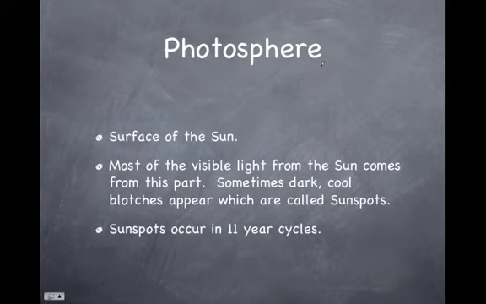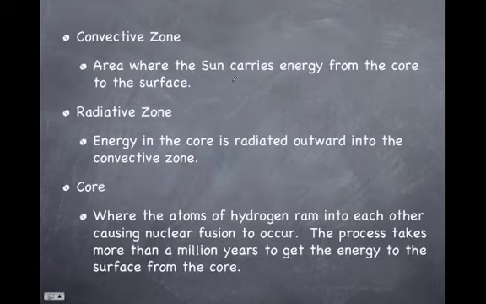Now we get to the surface of the sun, which is the photosphere. Now, photo means light. And of course, you know what sphere means, so it's the light sphere. Because this is where most of the visible light from the sun comes from. This is what you see if you were to look at the sun. We only see the other parts when this part is blocked out during an eclipse. So photo means light. So this is the light sphere. Sunspots, of course, occur in 11-year cycles. That is a very important thing to remember.